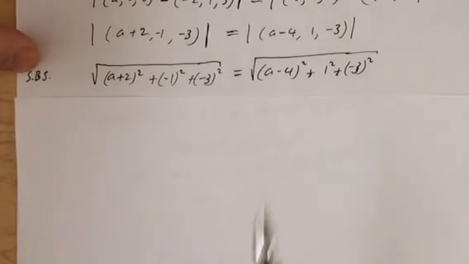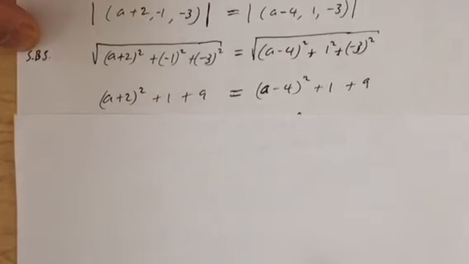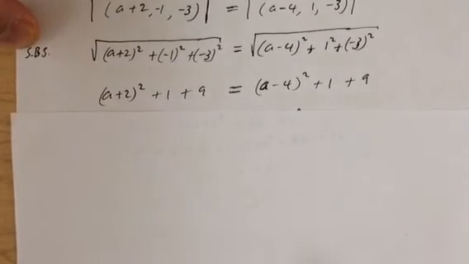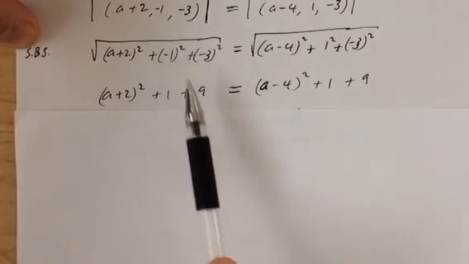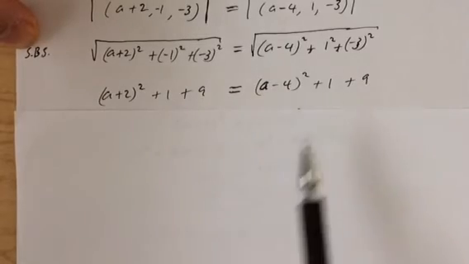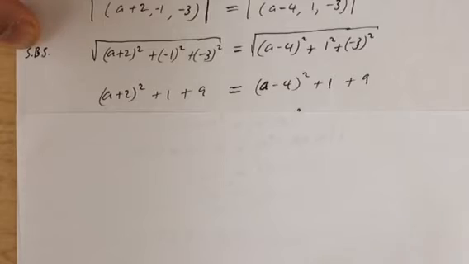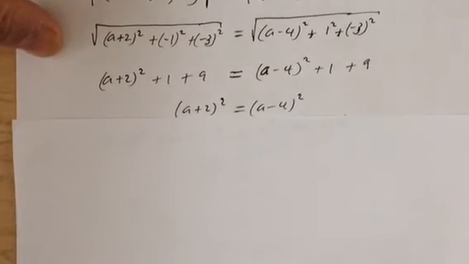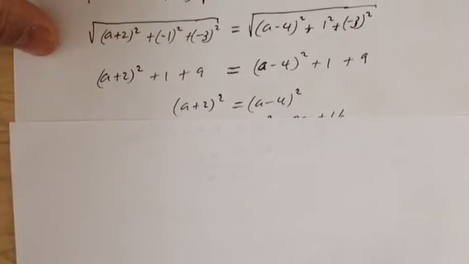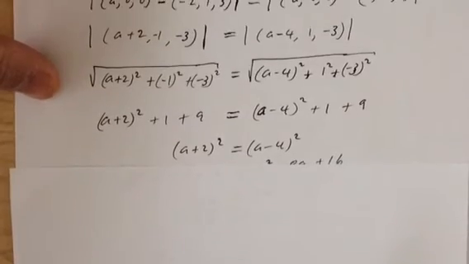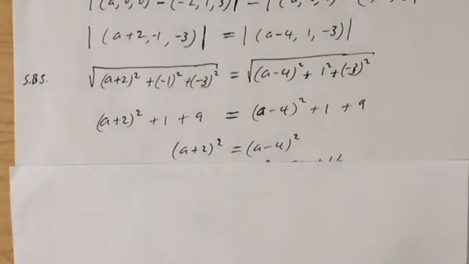Now if we want to get rid of the square roots, we can square both sides. If you square both sides, you get this statement. I've also squared the -1 and the -3 in these. The 1's go away, the 9's go away because they're the same on both sides. So you end up with (a plus 2) squared equals (a minus 4) squared.